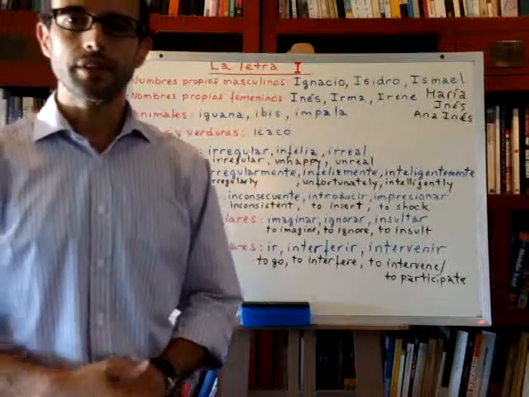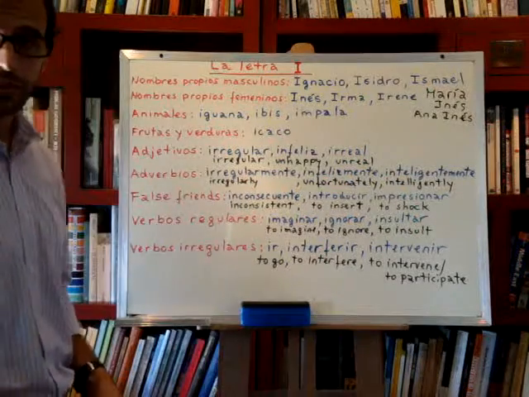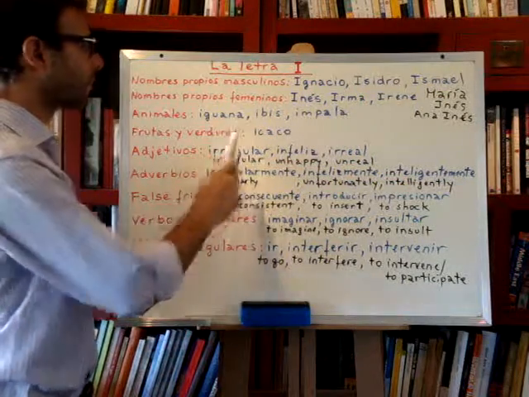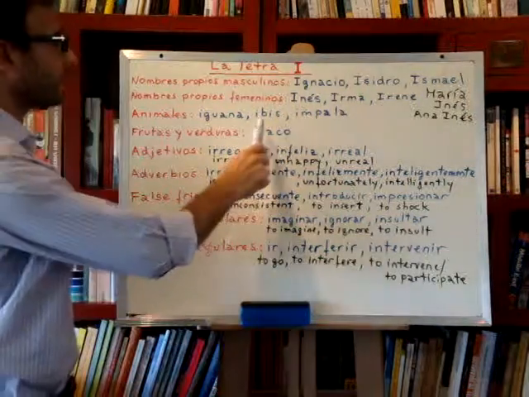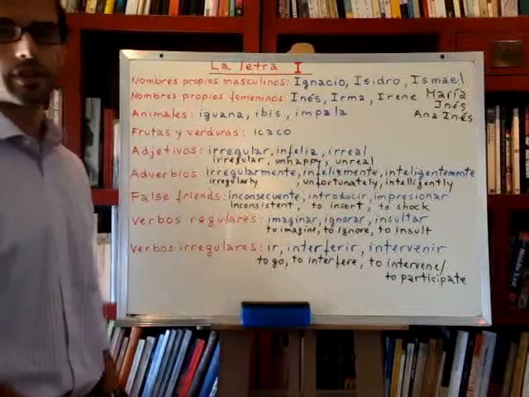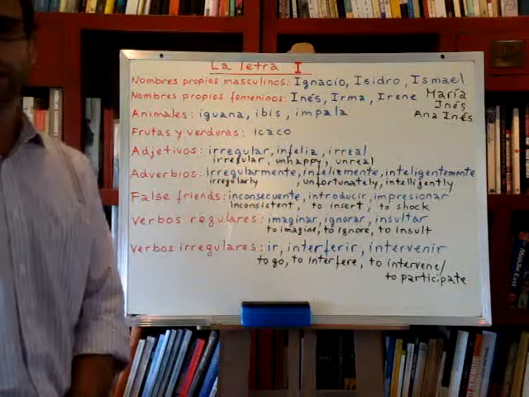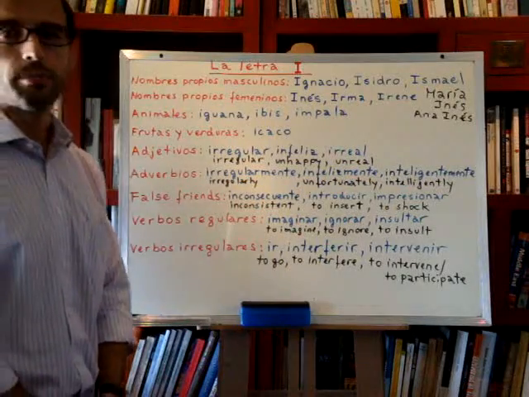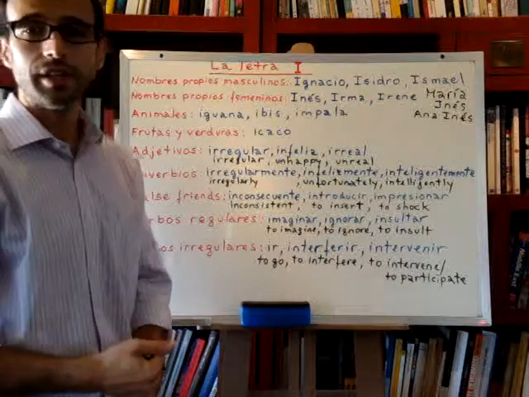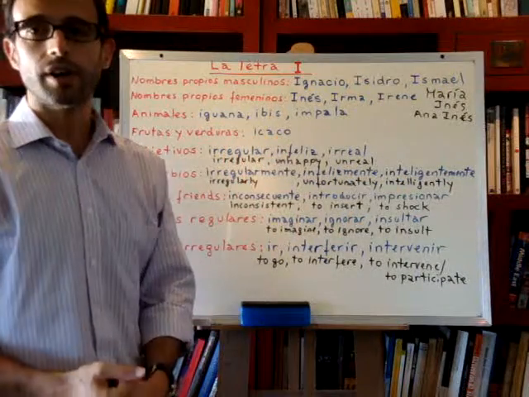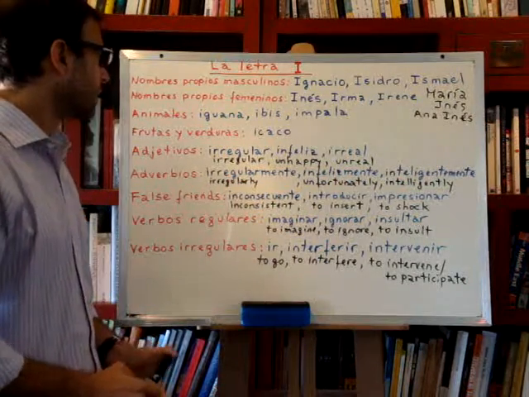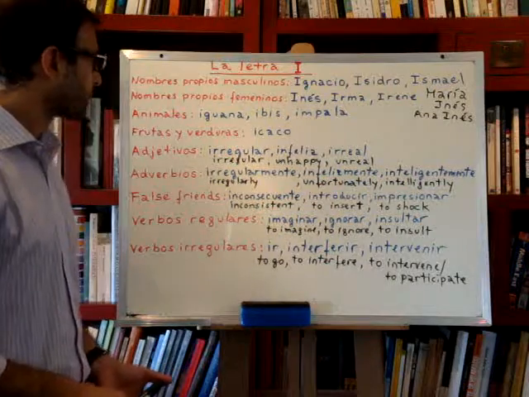Ahora veremos animales que comienzan con la letra I. Now we will see animals that begin with the letter I. Tenemos la iguana, ibis, y tenemos el impala. So we have the iguana, the ibis, and the impala. Okay? So, interestingly enough, these three names are the same in English and in Spanish. So, we do not need to translate them.